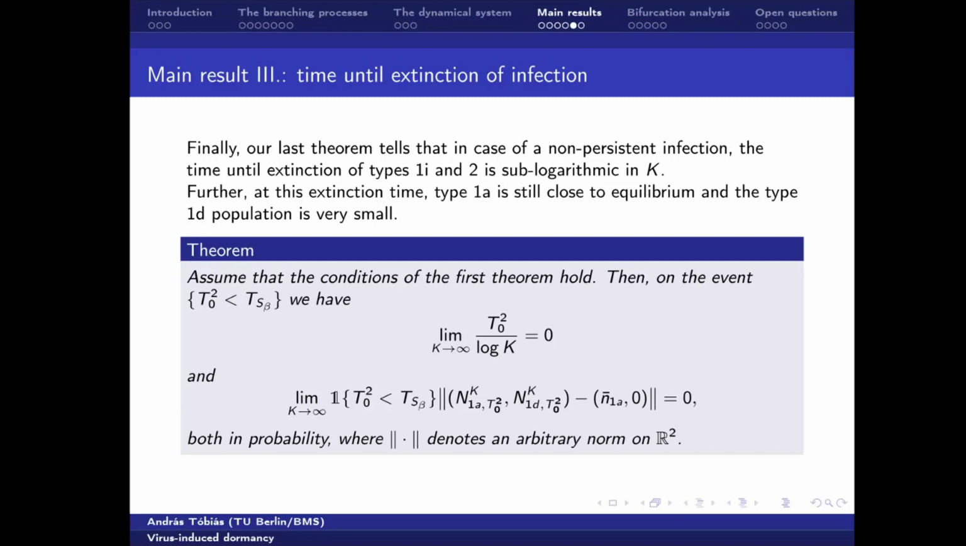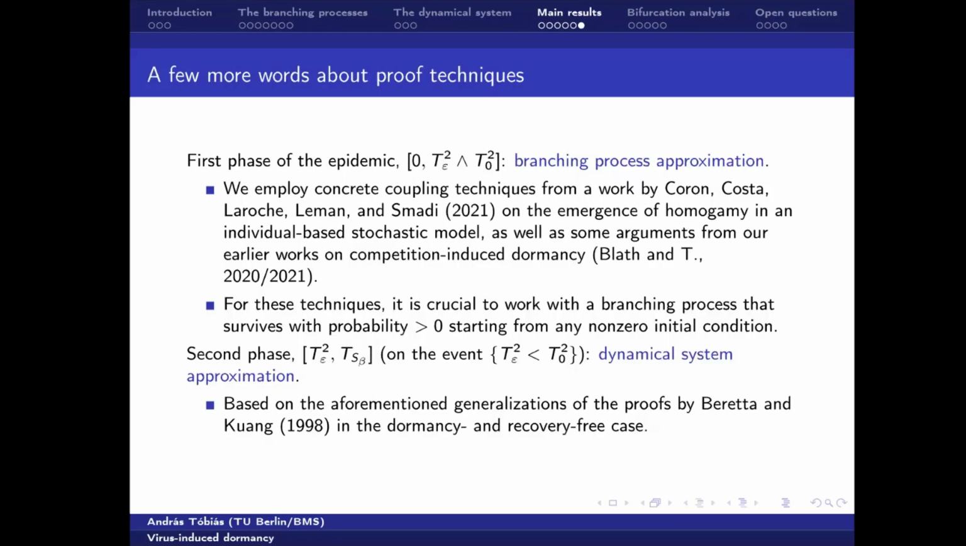And basically, the second one says that the active individuals and the dormant individuals don't really move away from their equilibrium. So the indicator that T02 is less than T S beta multiplied by the norm of the difference between the active population size and dormant population size divided by K, and the equilibrium M1A bar 0, this tends to 0 in probability, right? So in this case, the active individuals don't really feel that there has been an epidemic because it has died out so fast. Okay, and that's basically our result.